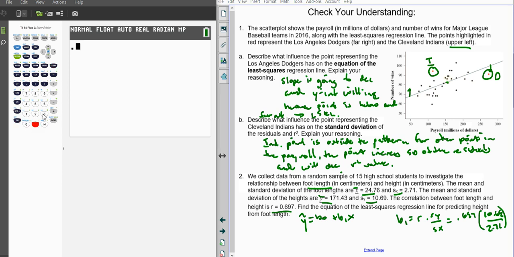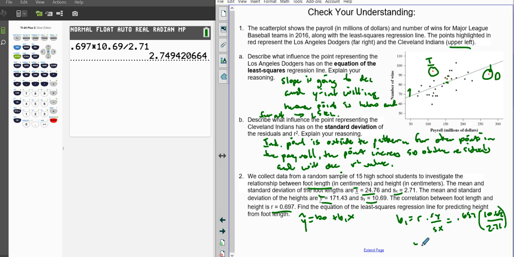If we go over to our calculator, we take 0.697 times 10.69 and divide that by 2.71. That will give us our slope. Our slope is roughly going to equal 2.749, and we'll just go with that.